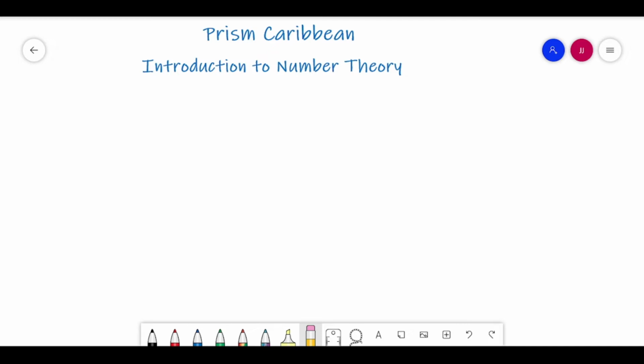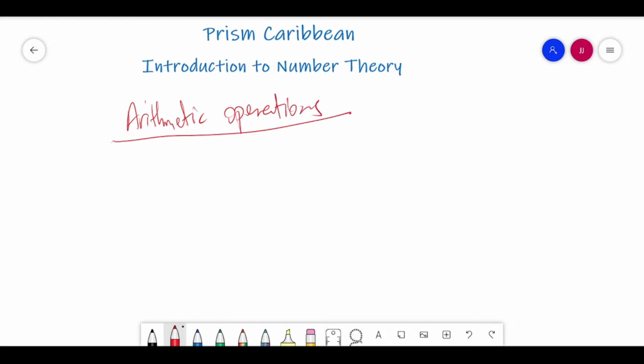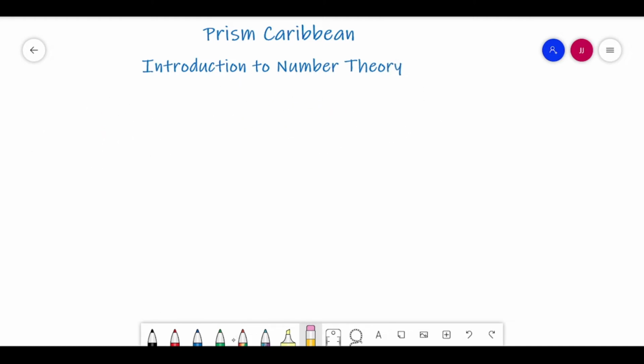I wanted to put this in a separate video because I know this particular topic in number theory is tested with arithmetic operations. Let me write that in better handwriting.